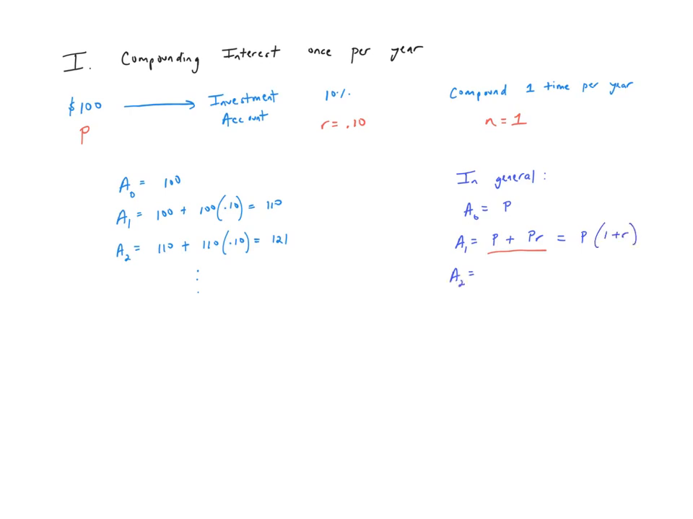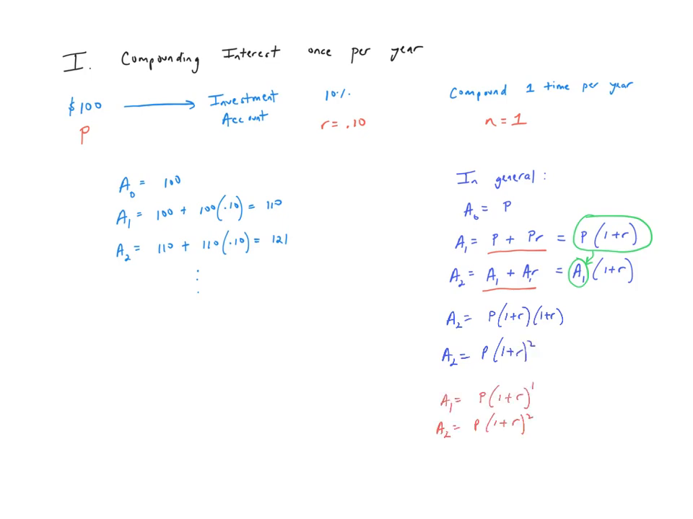After our second year, we have the amount of money in our account after the first year plus another interest payment. Again, we can factor. If we take out a sub 1, we're left with 1 plus r. But remember, a sub 1 is equal to P times 1 plus r. So we can make a substitution. A sub 2 is equal to P times 1 plus r times 1 plus r. That means a sub 2 is equal to P times 1 plus r squared.